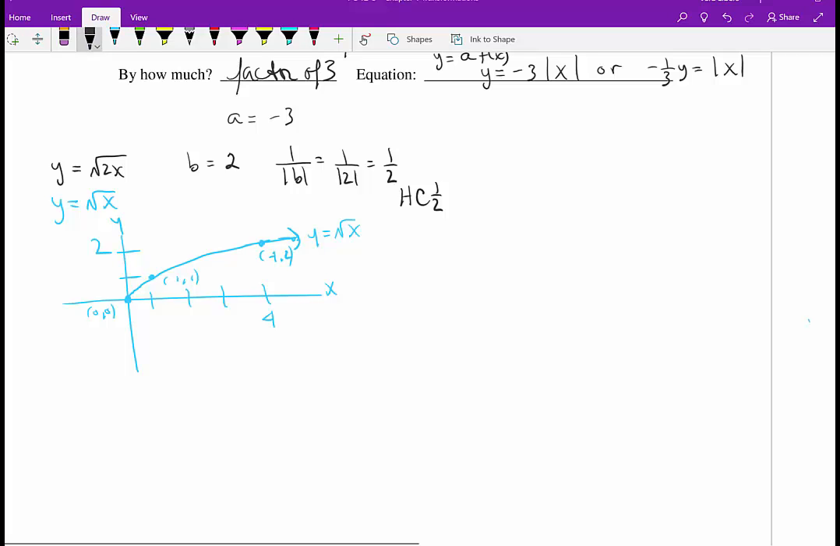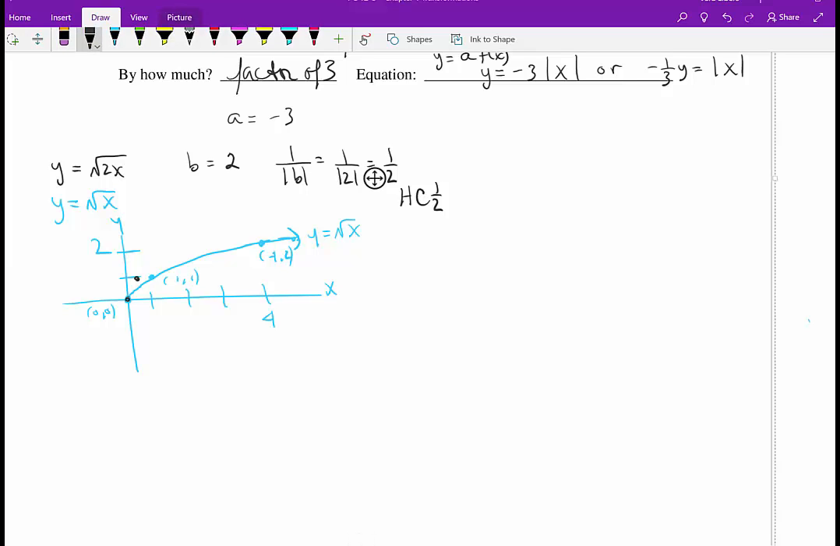And if I have a horizontal compression of a half, that means that my x coordinate gets changed by a factor of a half. So at 0, my x coordinate is 0. A half times 0 is 0, so that doesn't change. My next coordinate is 1, 1. My x coordinate is 1. Half of 1 is 0.5, so I can move it to here. So it's half the distance closer to the y-axis.